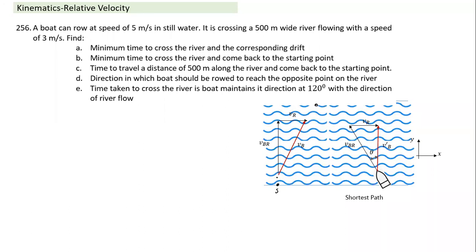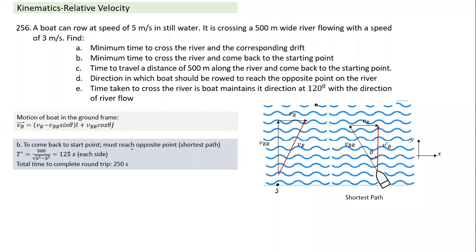So whenever we have to cross the river and come back, this will not prove the point. In that case, what will happen? Minimum time will be taken when it crosses to the opposite point, and from the opposite point again comes back in the same manner. Then only the overall time to come back to the starting point becomes minimum. So what is the minimum time to cross the river and come back to the starting point? It must reach the opposite side. Whatever time it takes to start from S, come to the opposite side O, and again from O come back to S, what is the total time taken?